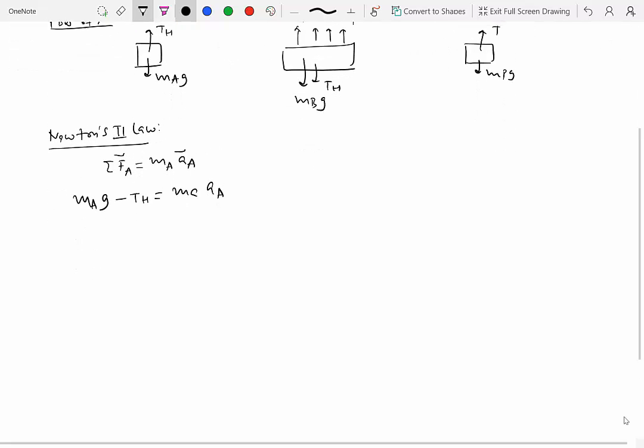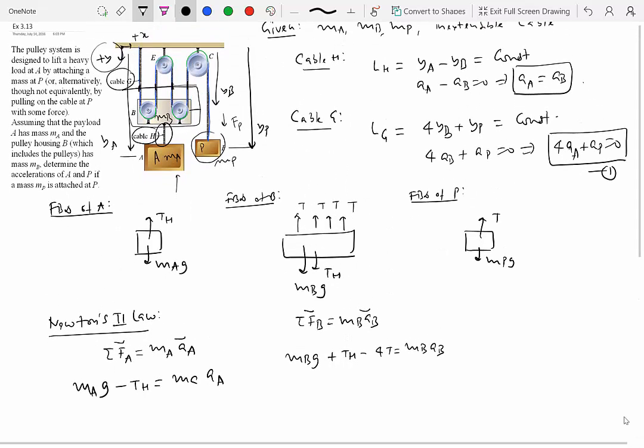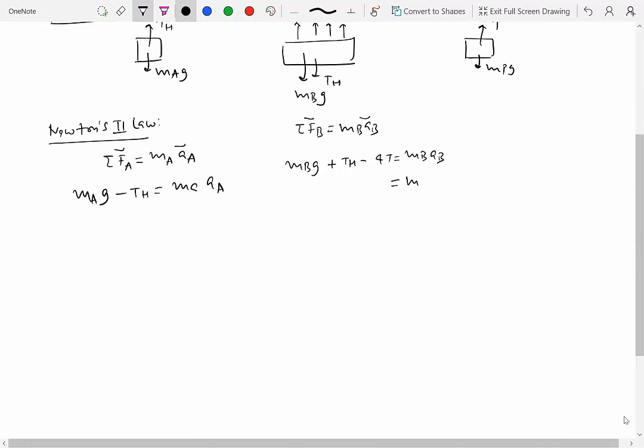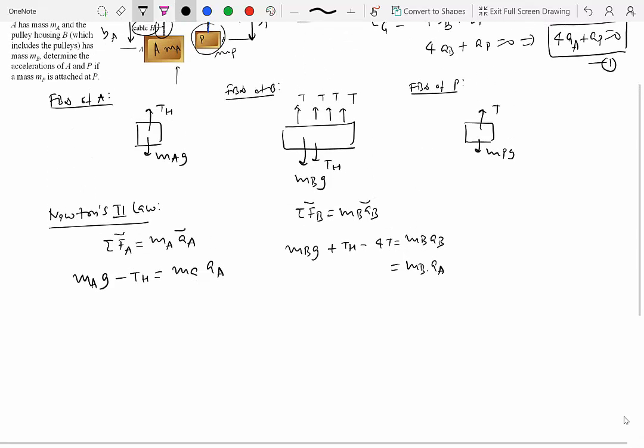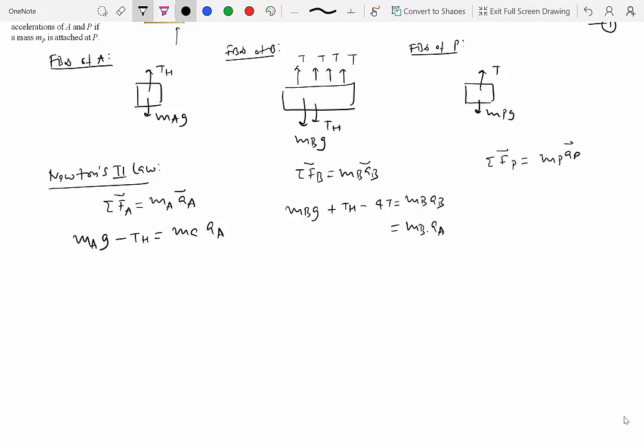Okay, for B, I have sigma F_B equal to MB times acceleration of B, and that is MBG plus T sub H minus 4T equal to MB times acceleration of B. And acceleration of B is the same as acceleration of A, so I'm just going to write this as MB times acceleration of A. And for free body diagram of P, I have sigma F_P equal to MP acceleration of P, and that is MPG minus T equal to MP AP, right? So that's equation 2, equation 3, equation 4.